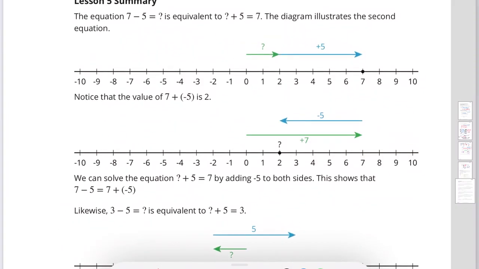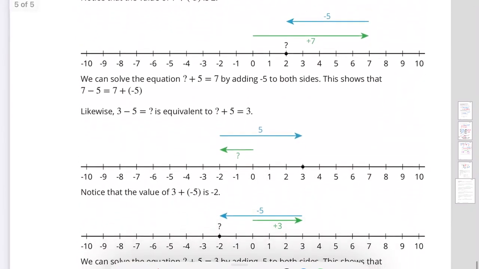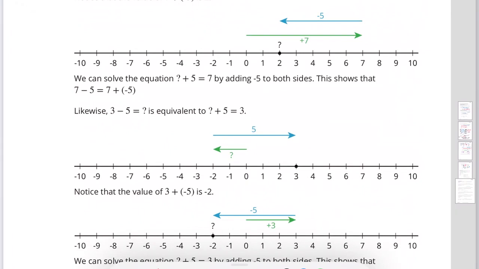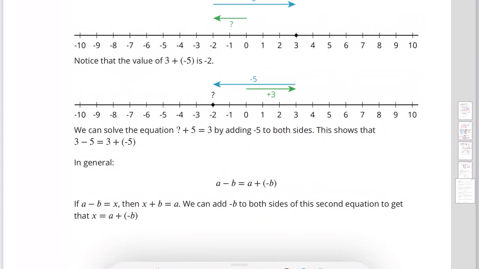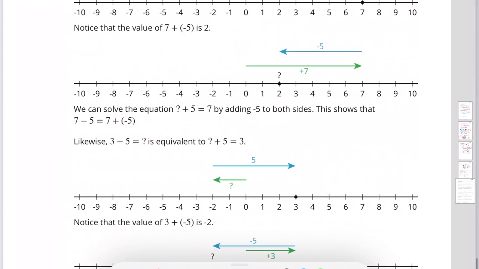Okay, so lesson 5 summary. The equation 7 minus 5 equals question mark is equivalent to question mark plus 5 equals 7, which is illustrated in the diagram. When you work with number line diagrams, like I mentioned before, it's easier if you change it to addition first. So rewrite it as an addition statement, and that makes using number lines much easier.